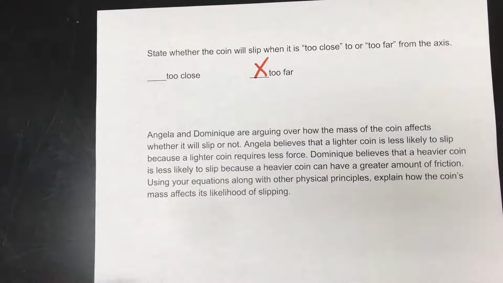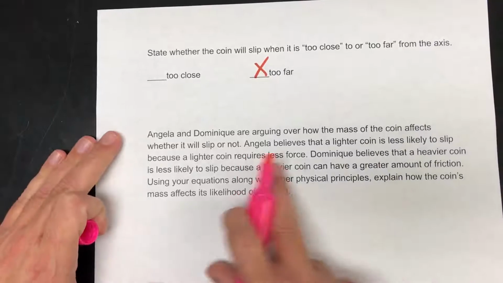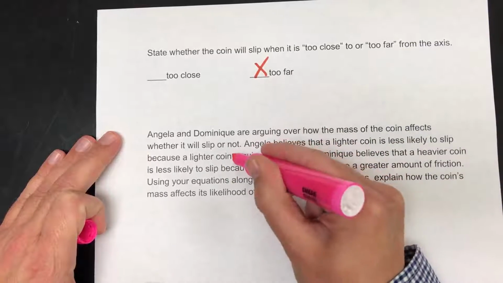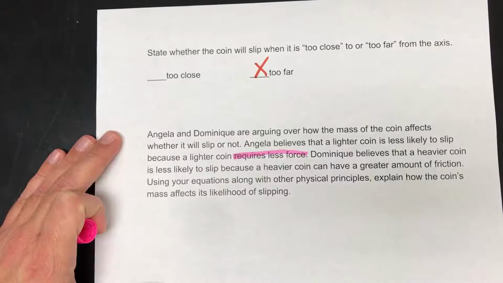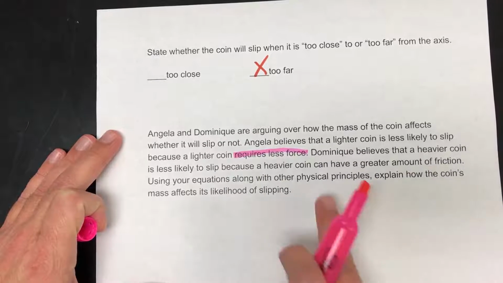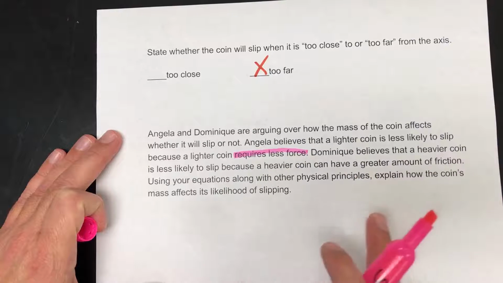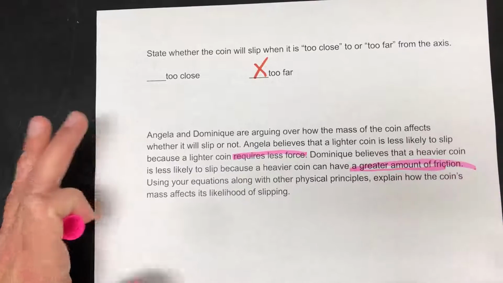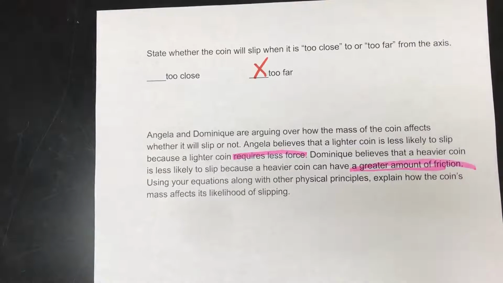Angela and Dominique are arguing over the mass. Well, we saw in the equation there, the mass just cancels out. But yet, at the same time, Angela says she believes a lighter coin is less likely to slip because it requires less force to go in a circle. That's true. And Dominique believes a heavier coin is less likely to slip because a heavier coin can have a greater amount of friction. That's also true. It's just when you combine the two together, then the mass winds up canceling itself out there.